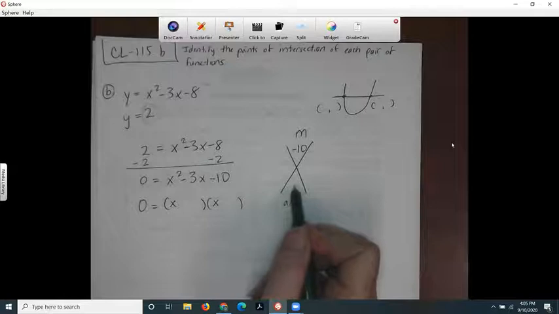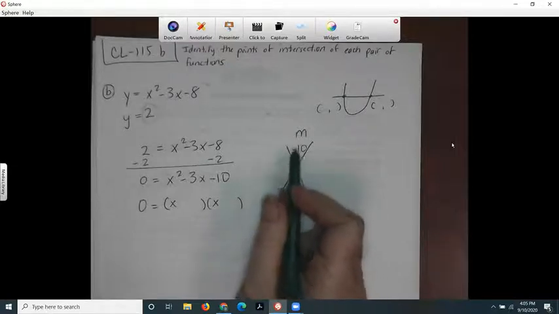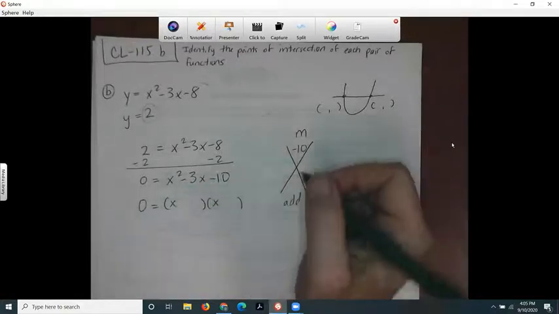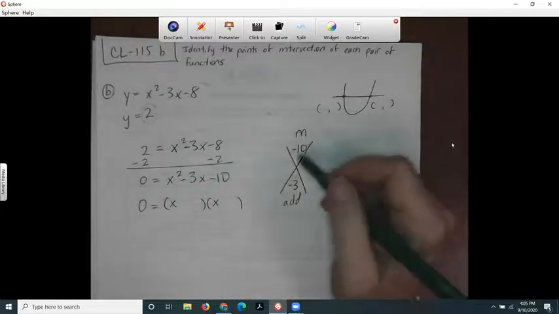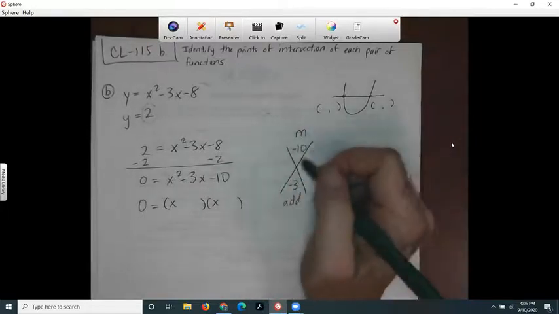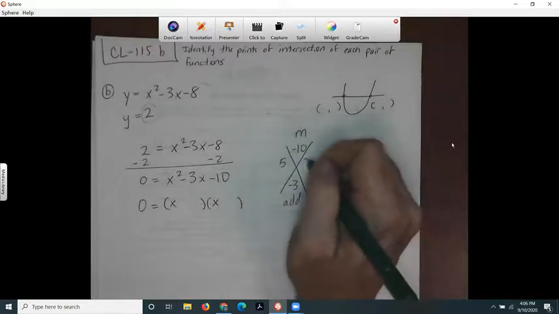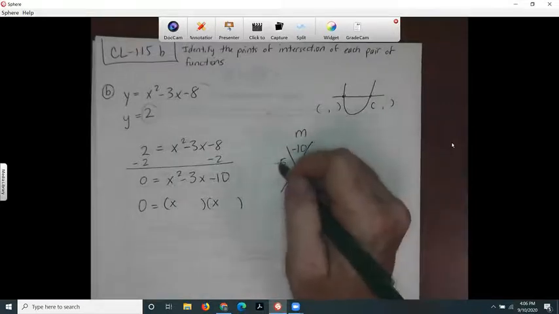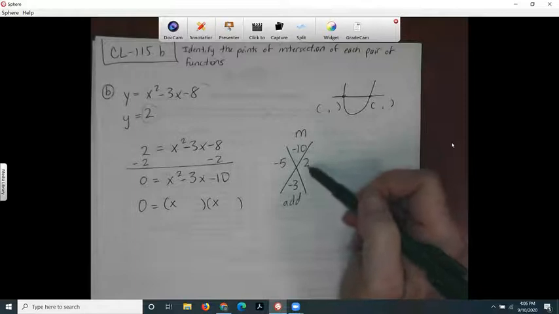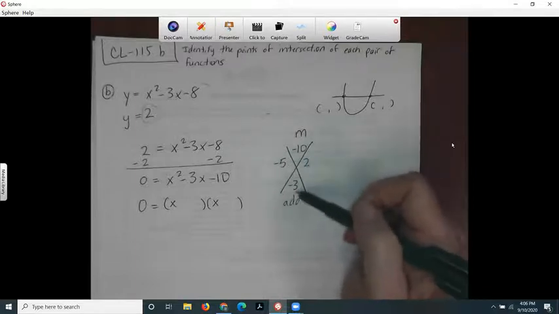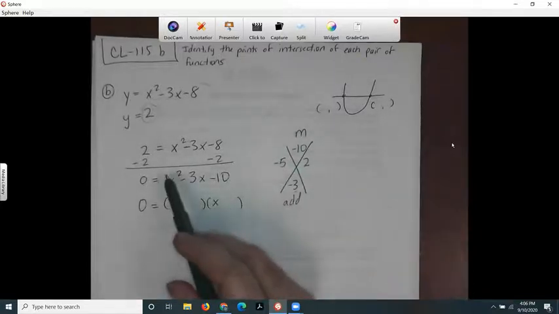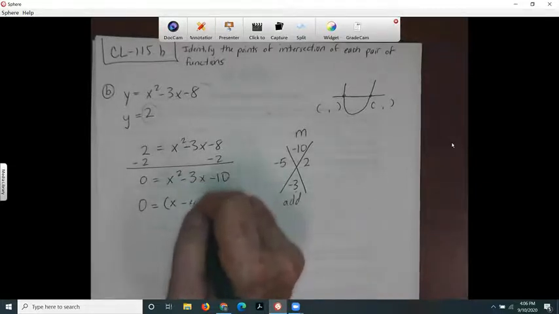I'm going to look for two numbers that multiply to make negative 10 and add to make negative 3, which is the coefficient of x. So I ask myself, what numbers multiply to make 10? 10 times 1, but I think 5 times 2 gives me a better chance at making them add to negative 3, especially if I make the 5 negative. Now a negative times a positive is negative, and if I add them together, I get negative 3. Because I've done a billion of these problems, I know that since the only coefficient on x squared is just a 1, I can just put these in here and I'm done factoring.